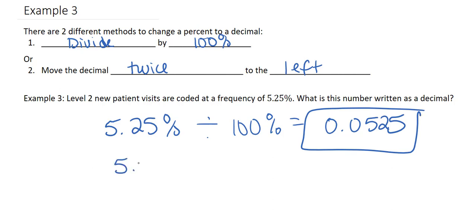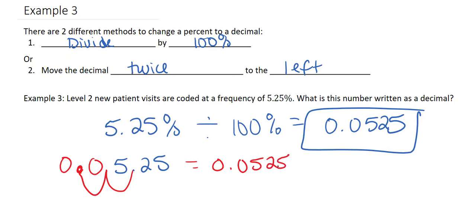Now we could have also taken this and moved the decimal to the left twice. So we go 1, 2, and we ended up right there. We could put a 0 right there. So 0.0525. So notice we get to the same answer. It's just two different ways to get there. Now let's go ahead and look at the last example.